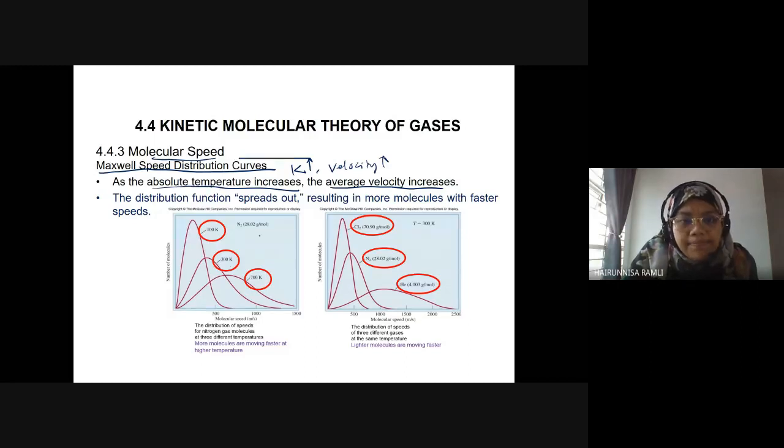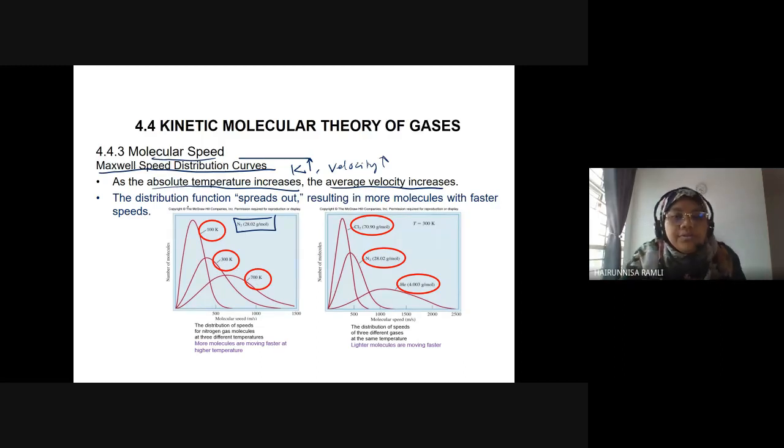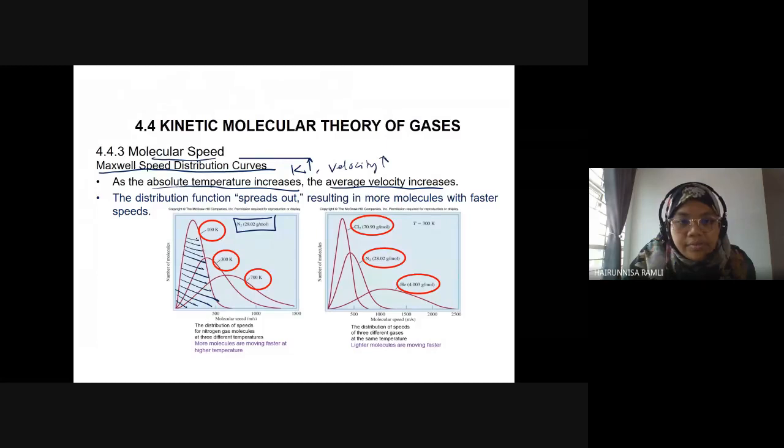First, we fix the molecules, nitrogen gas. But we change the temperature. Let's say like we have three different temperatures. We have 100 Kelvin, 300 Kelvin and 700 Kelvin. Okay, first of all, I need you to understand that the area below the curve, tahu eh, luas bawah curve ni is actually the number of molecules. Bilangan molecules of nitrogen tu.